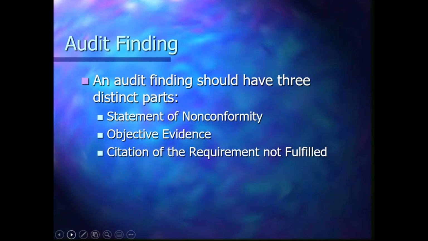So let's move to discuss the audit finding. An audit finding should have three distinct parts: the statement of non-conformity, objective evidence, and a citation of the requirement that's not being met.